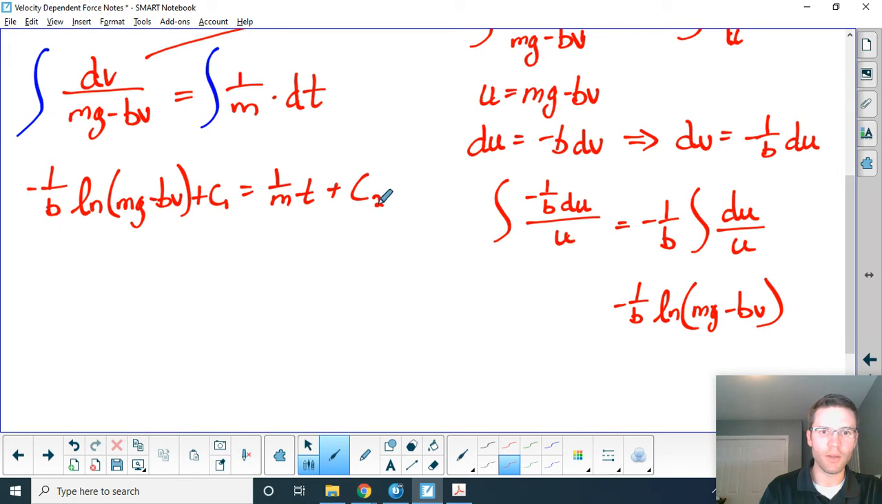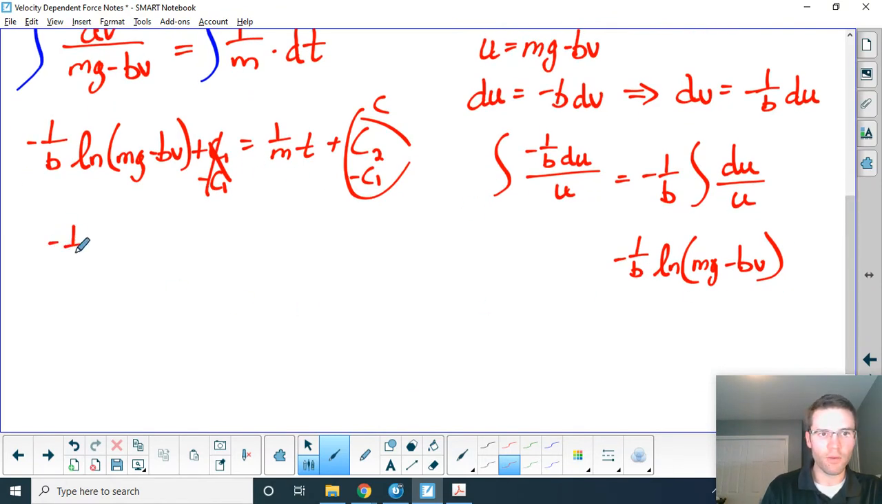This is c1 and c2. Just subtract c1. And this is just a constant. We'll just call it c here. These drop out. And I get negative 1 over b natural log of mg minus bv equals 1 over m t plus c.